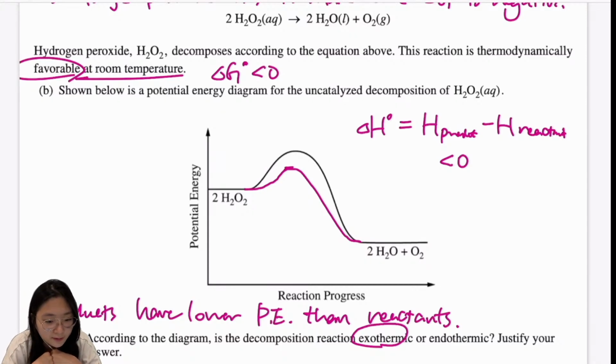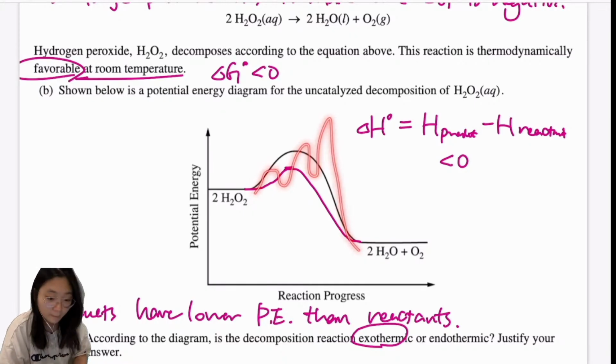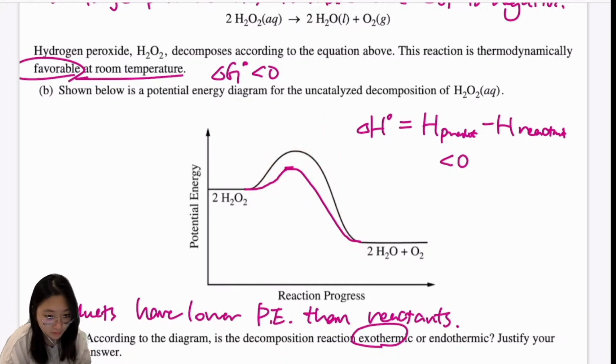When will the graph have more than one peak? Good question. When there are multiple elementary steps, so let's say there are 2 elementary steps, then most likely you are going to see 2 peaks. If it's 3 elementary steps, you are going to see 3. Yes, I will try to go over the equilibrium part and acid parts later.